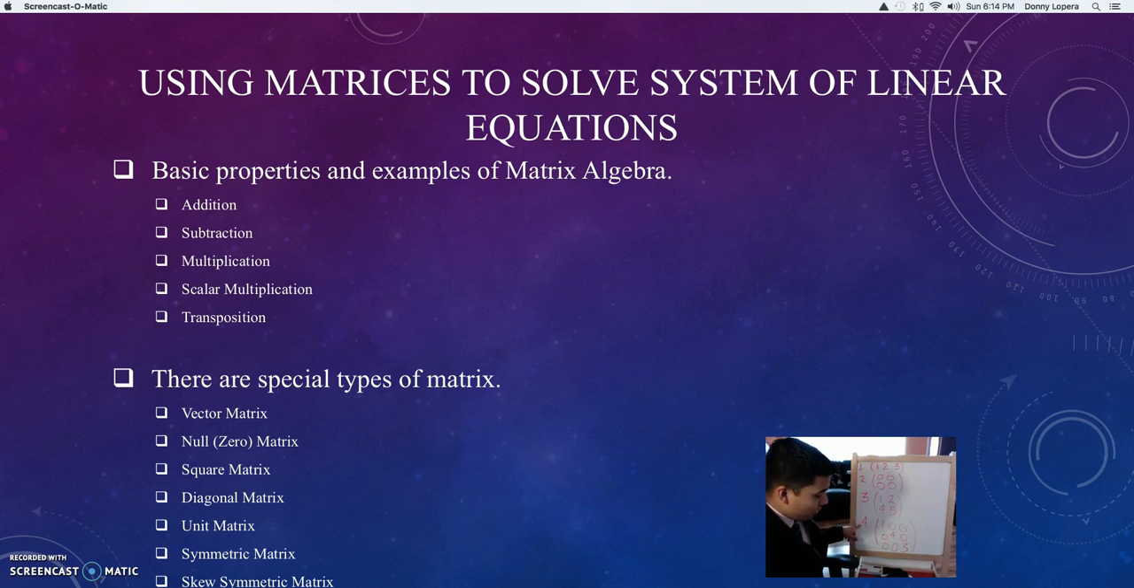And finally, we have a diagonal matrix. It's a square matrix in which all elements are 0 except the elements on the leading diagonal. For example, these are not 0 and the rest of the elements are 0.